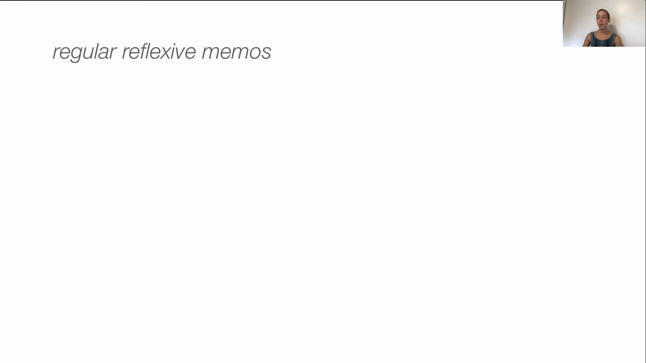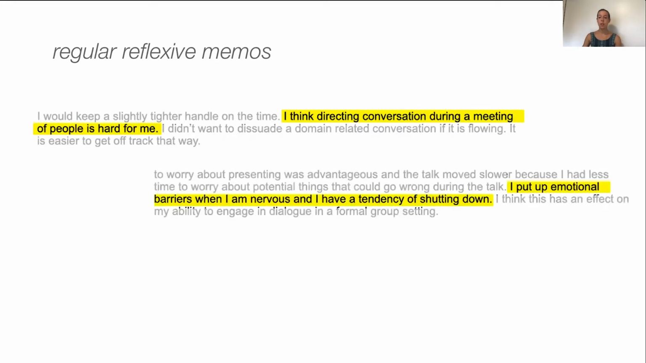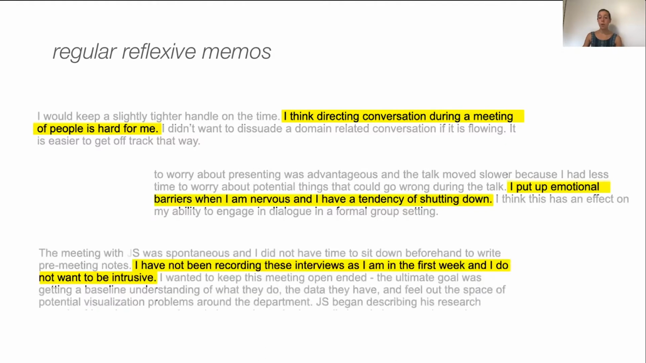During this study, especially during the 3-month field study, I took regular reflexive memos documenting my insecurities and biases that could potentially have an effect on the research. Examples of these included: directing conversation during a meeting is hard for me. I put up emotional barriers when I am nervous, and I have a tendency of shutting down. I have not been recording these interviews as I am in the first week and I do not want to be intrusive. Reflexive notes really helped me understand the limitations in the ways I was conducting research and allowed me to make productive changes to the methods I was using.